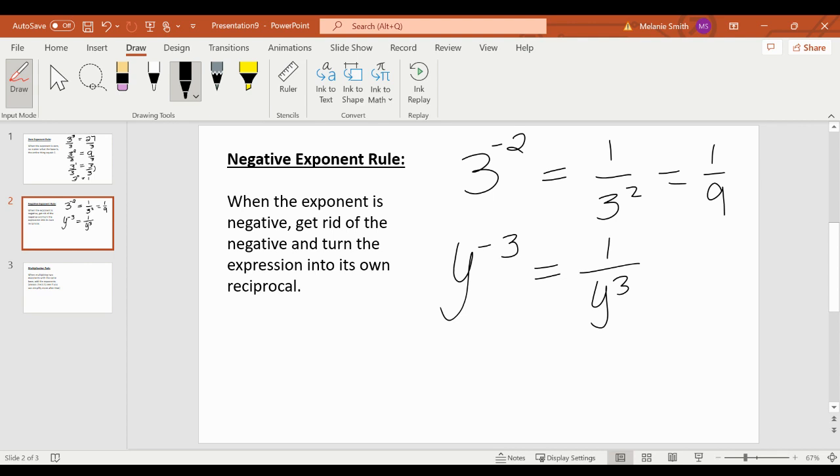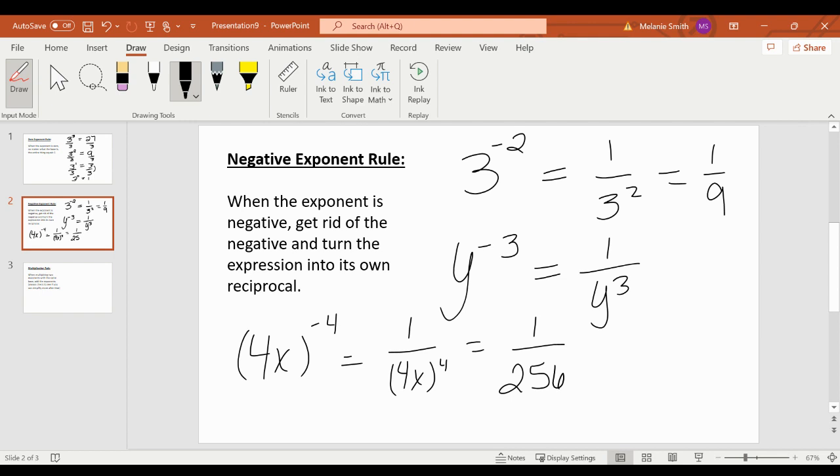If I had something like 4x to the negative 4 power, that's going to be 1 over 4x to the fourth power. And I could actually simplify that a little bit further. 4 times 4 times 4 times 4 is 256. So it would be 1 over 256x to the fourth power.